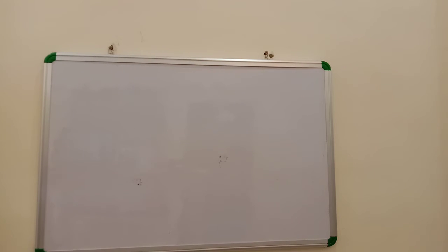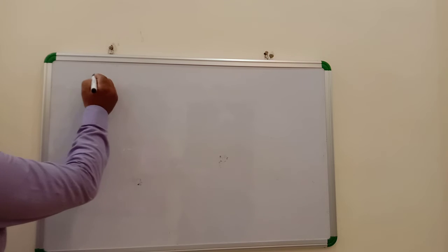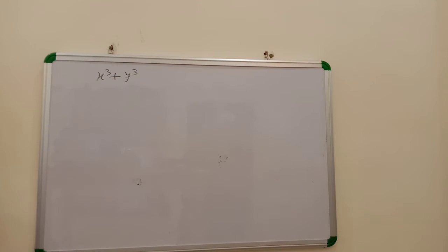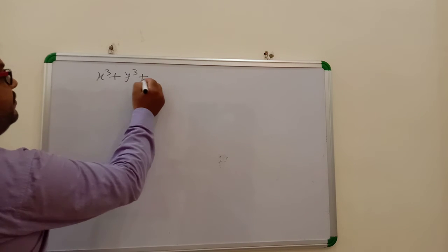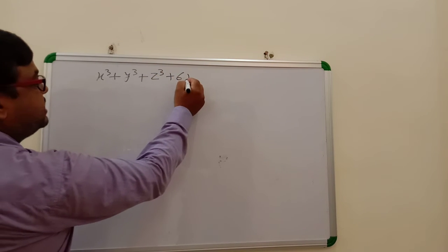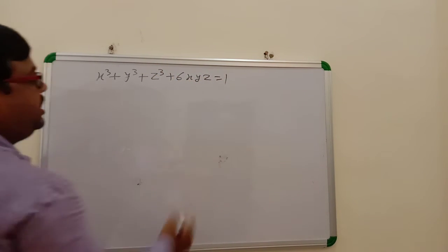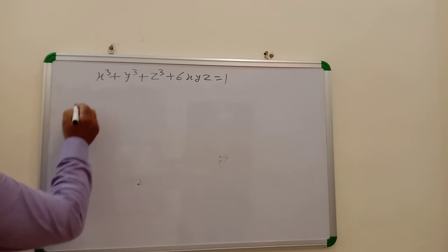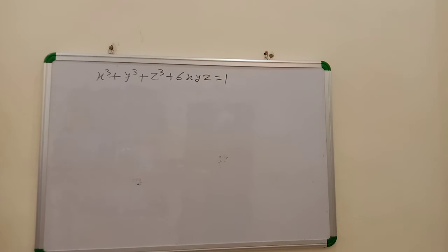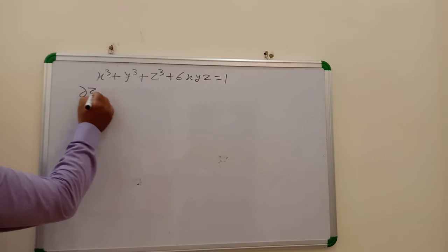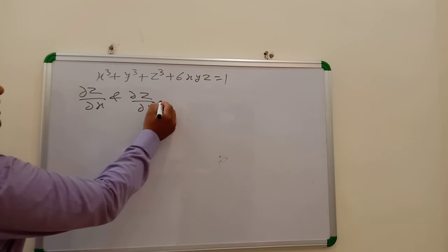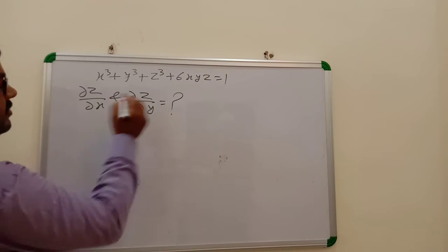For example, consider x cube plus y cube plus z cube plus 6xyz equal to 1. Then find del z over del x and del z over del y.